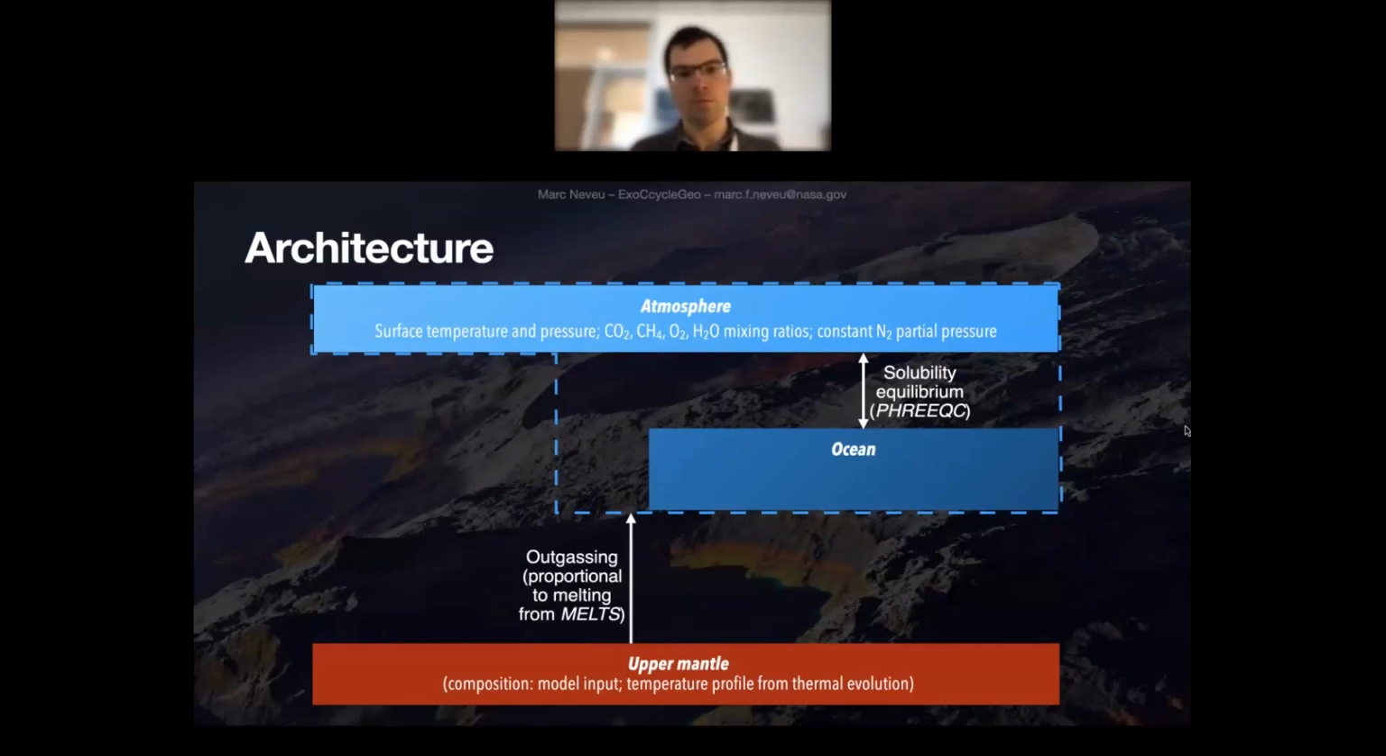The model generates 1D temperature profiles that are then compared with a solidus curve that depends on the composition of the upper mantle, and that's calculated with a different geochemistry software called MELTS, also widely used. And the comparison generates melt fractions as a function of depth. Those are summed for total melt amounts, and with assumptions on how much melt reaches the surface and how much carbon is in the melt, an outgassing flux is computed.